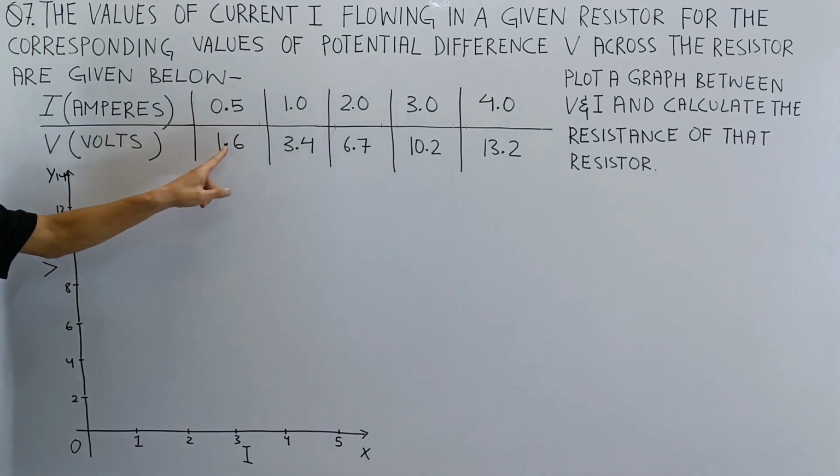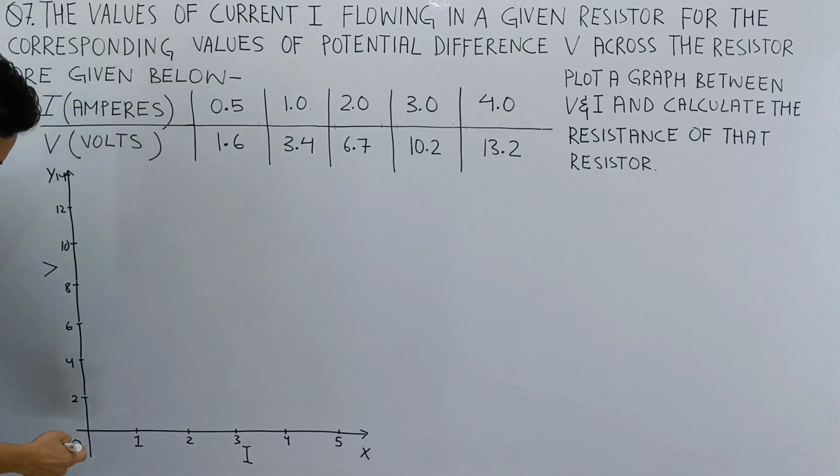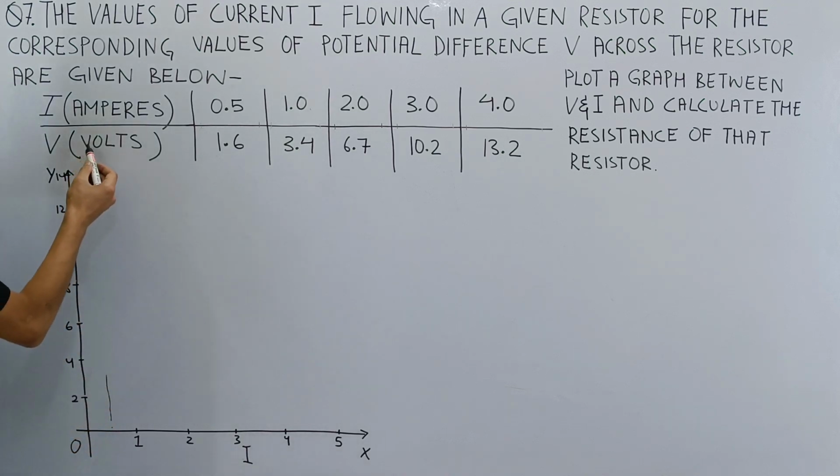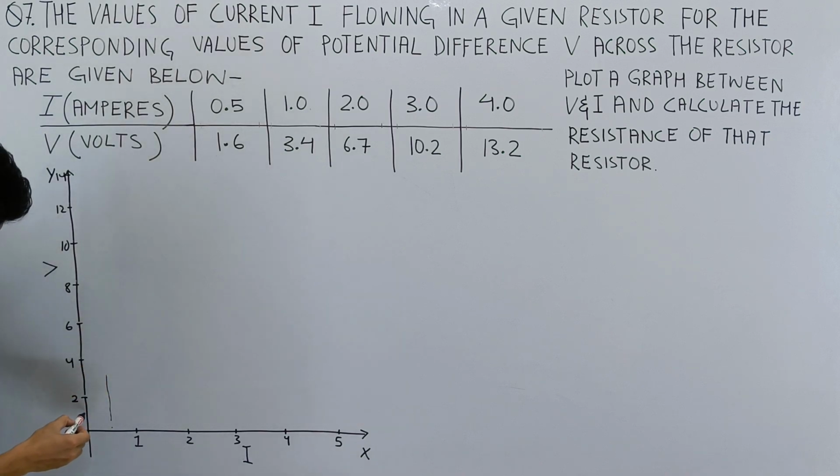Now let's plot the values. It's 0.5 and 1.6. So 0.5 for x, for current. This is 0, 1, so 0.5 is somewhere here. And for voltage we have 1.6. This is 0, this is 1. 1.6 means a little more than half of the next gap, so most likely it is here. Put a dot here.